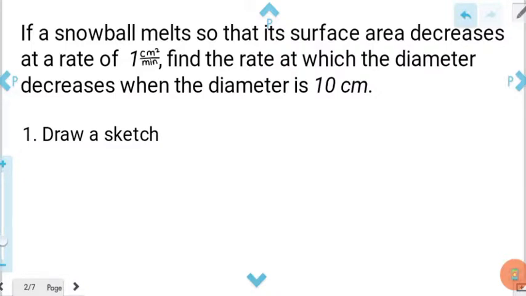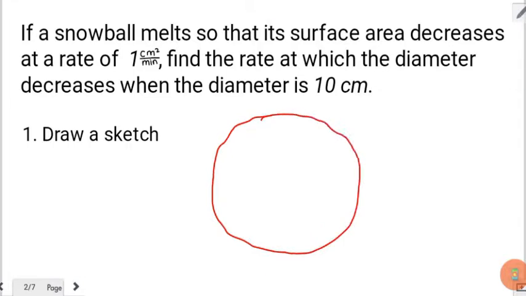So we know we have a snowball, which we'll assume is a perfect sphere. Obviously that's kind of the general shape it's in, but we'll just assume it's a nice perfect sphere. And we know that it's melting so that its surface area is decreasing at a rate of 1 square centimeter per minute. It's not really a good way to represent surface area here, but I'll just draw a down arrow because it's decreasing, and it's decreasing at a rate of 1.